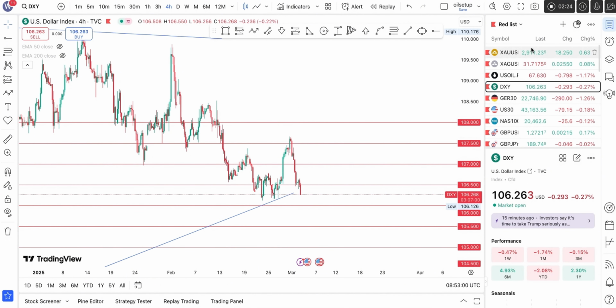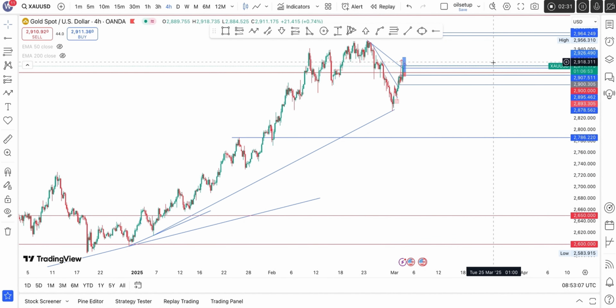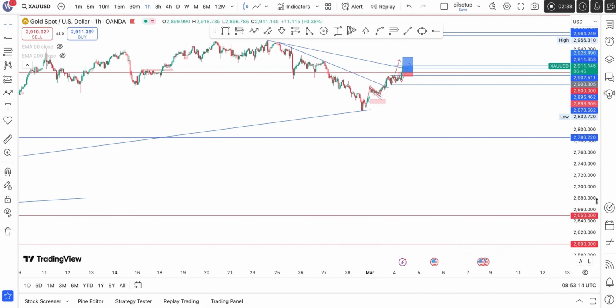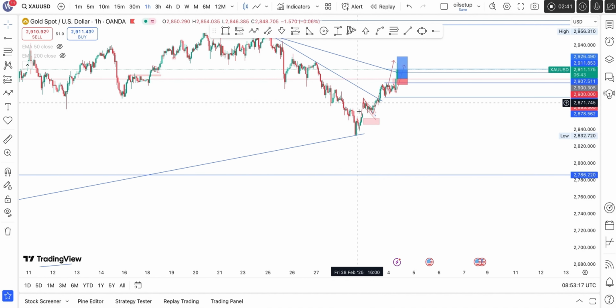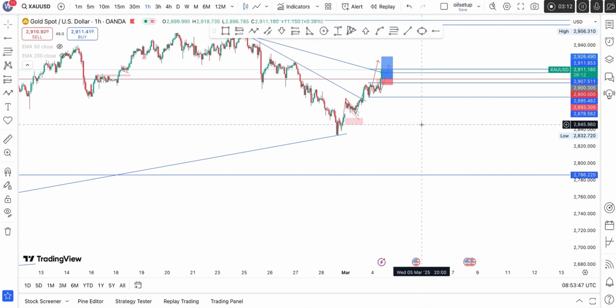Let's go to gold. I took some trade positions on the 4 hour time frame. Let's go to the 1 hour time frame and see. In our previous video, I was expecting gold to be more bullish this week because of what happened between Trump and Zelensky. So we still are bullish on gold. That is a little bit about geopolitics.